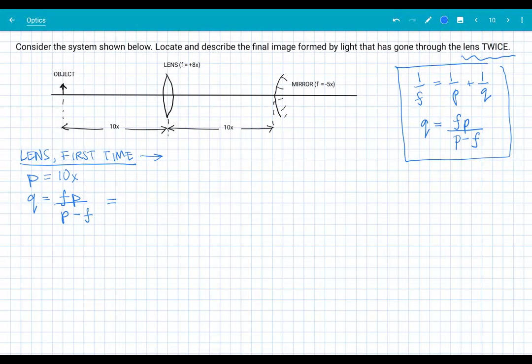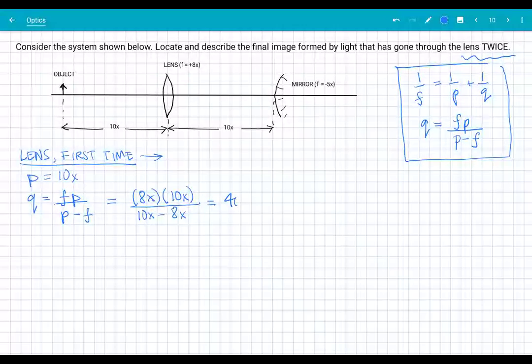Now let's sub into that. So the focal length for this lens is a positive 8x. The object distance is positive 10x. It's positive because the object is on the side of the incoming light. And then that's over P minus F. So that's going to be over 10x minus 8x. This gives us 40x. I notice that this is positive. So this 40x is positive, which means that it is located to the right of the lens.